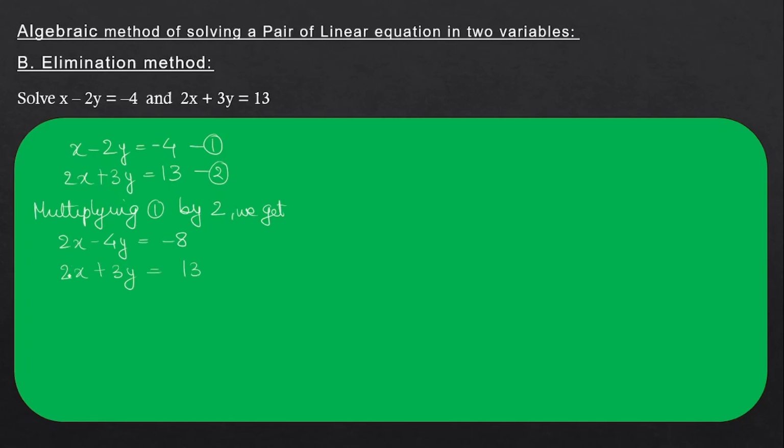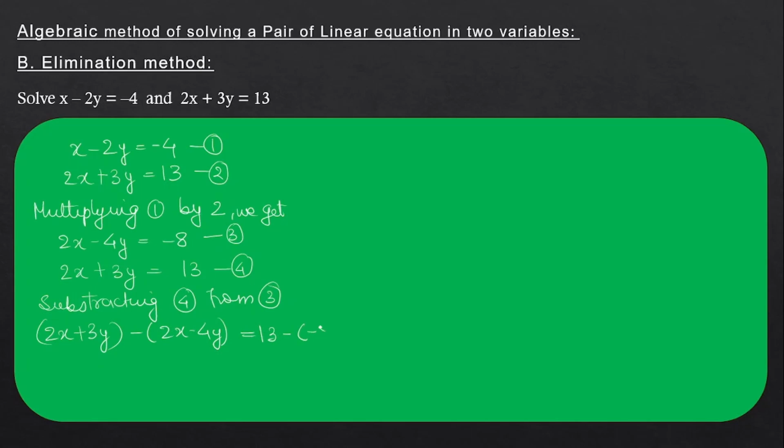Now since I have two equations in which the coefficients of x are the same, what can we do? Subtract equation 3 from equation 4. Now when I say subtract equations, what we are trying to do is subtract all the terms on the left hand side and all the terms on the right hand side. How will we do it? 2x plus 3y minus (2x minus 4y) is equal to 13 minus (minus 8). I hope this is understood. Now when I open the bracket, what do I get? I get the 2x terms eliminated.